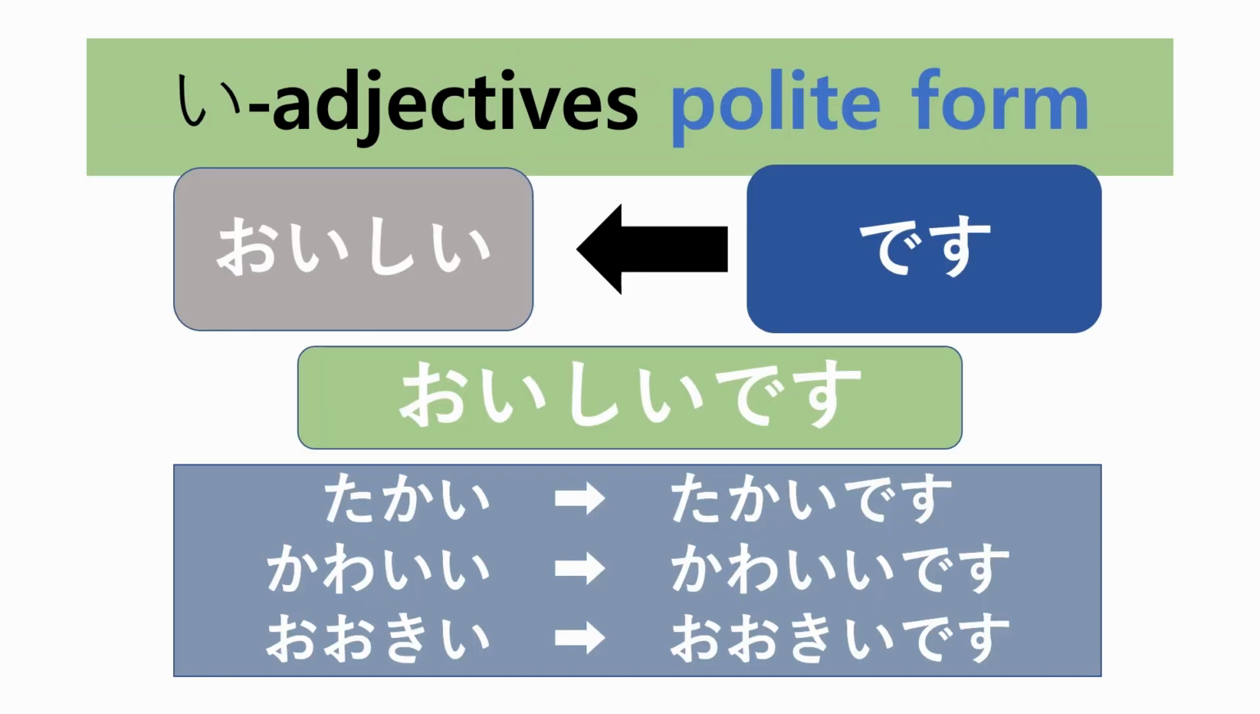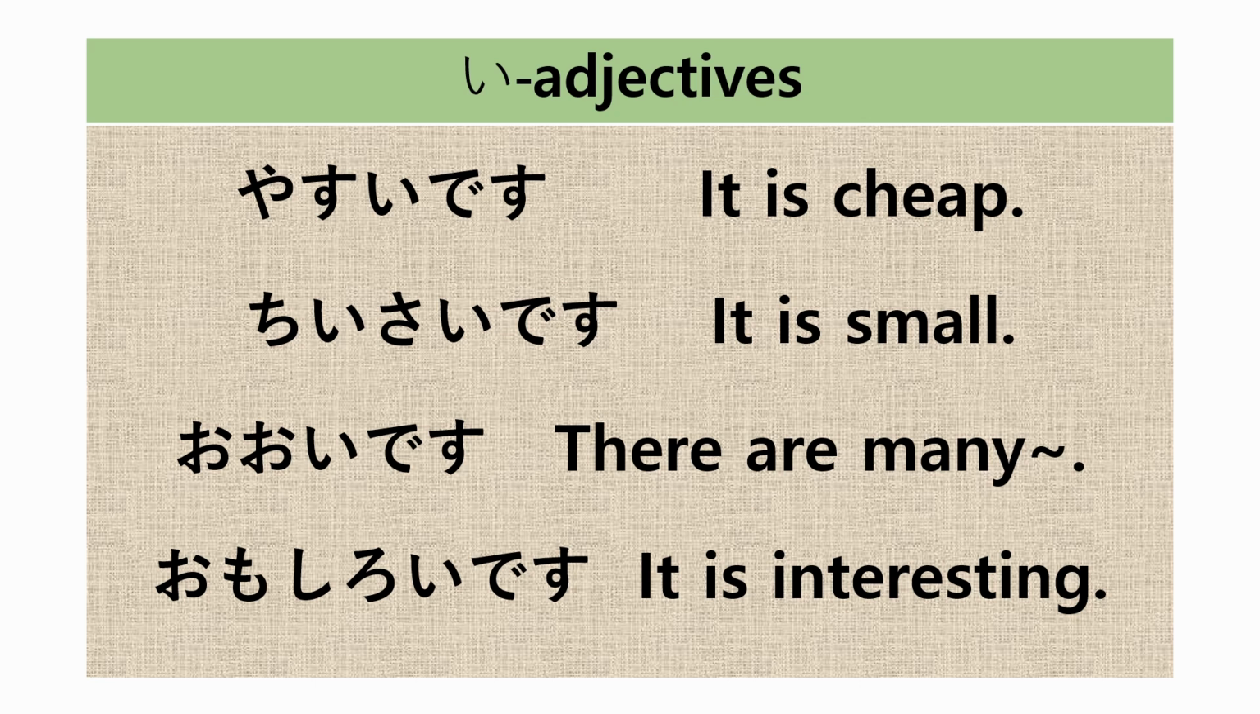Next, let's look at the polite form of i-adjectives. To make the polite form, you simply add desu to the basic form. So, おいしいです。高い、高いです。かわいい、かわいいです。大きい、大きいです。Now, let's take a look at other types of adjectives' polite form in Japanese.